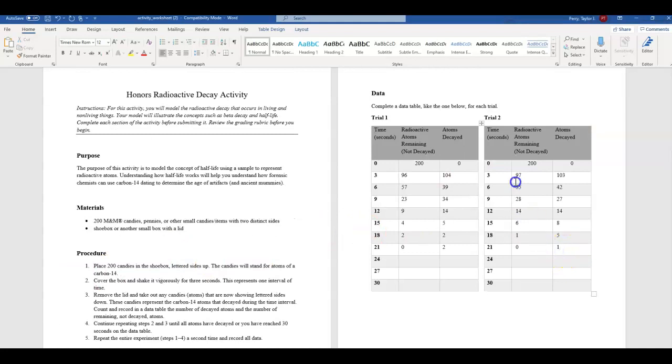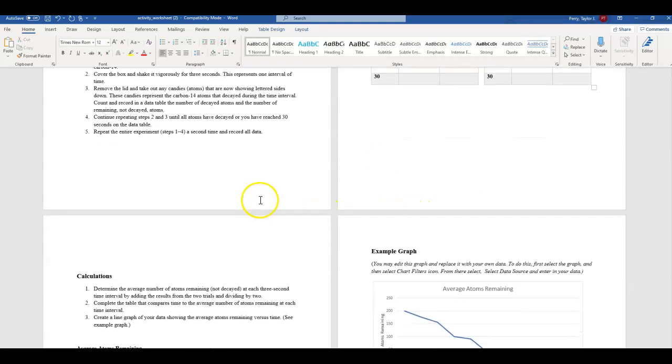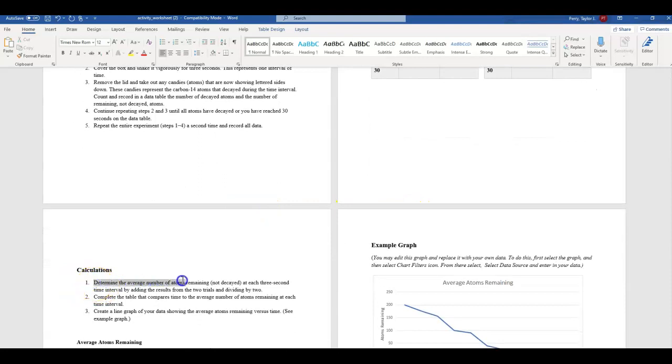Okay, I've done it a second time. So now we have our 2 trials. And you'll see it's relatively similar. There are some variances here and there. But what we're going to do now is it says determine the average number of atoms remaining, or not decayed, at each 3-second time interval by adding the results from the 2 trials and dividing by 2.